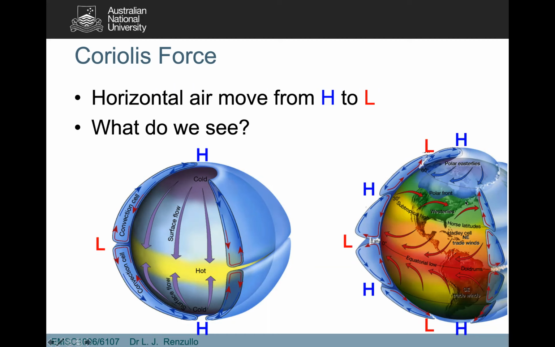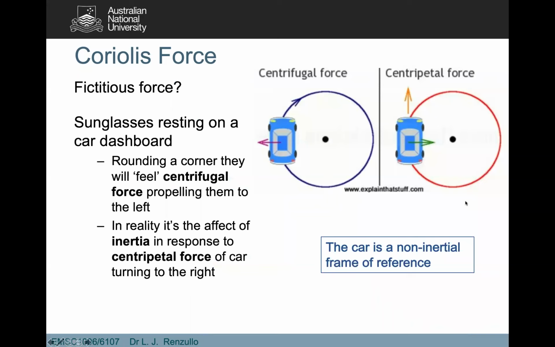Now, what gives rise to the motion we see? It's this Coriolis force. It's a fictitious force. And for this, I'm going to get you to imagine you're driving along. You've got your sunglasses resting on the dashboard. And as you round a bend, you feel a force, or rather your glasses will feel a force going in the opposite direction to where you're turning. This is a fictional force called centrifugal force. If you're turning to the right, it moves the glasses to the left.